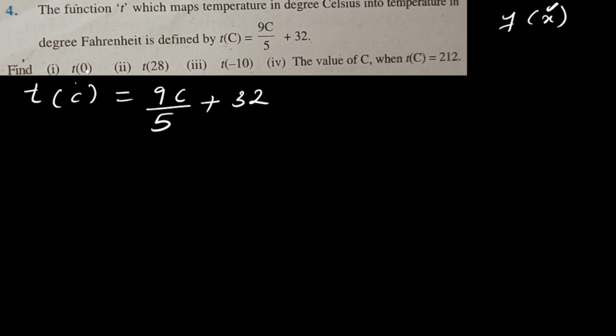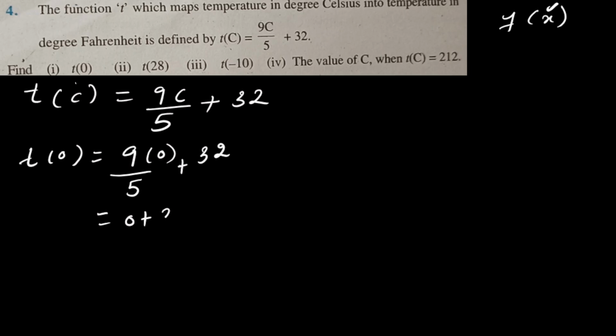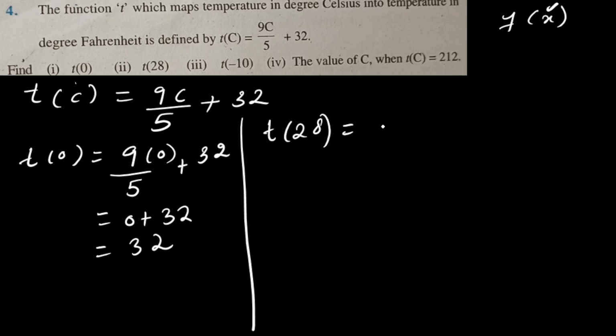So what do I have to find here? T(0). T(0) means in place of C, we have to substitute 0. So that we can do. So here C is there. 9 into 0 by 5 plus 32. 9 into 0 is 0, plus 32 is equal to 32. Then the second is T(28), which is equal to 9 into 28 by 5 plus 32.